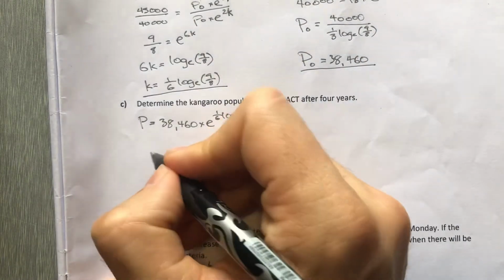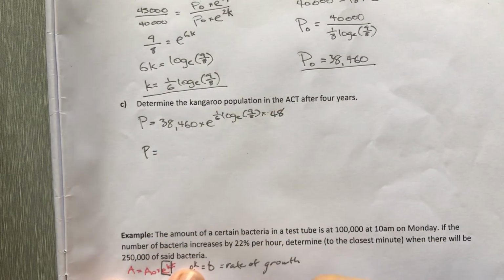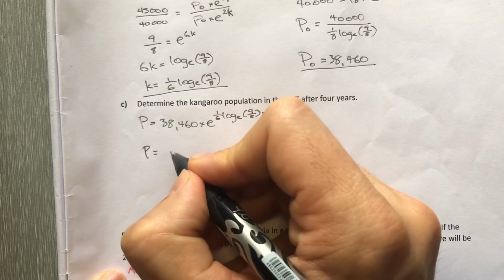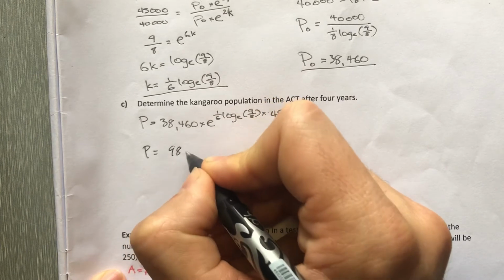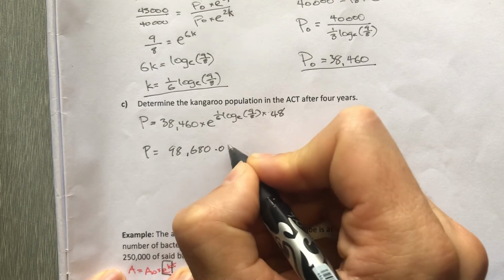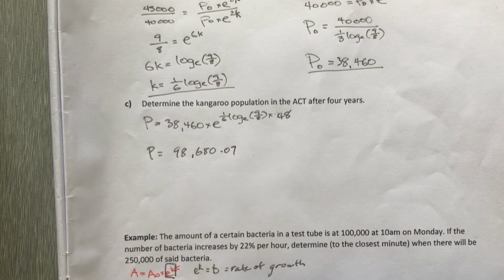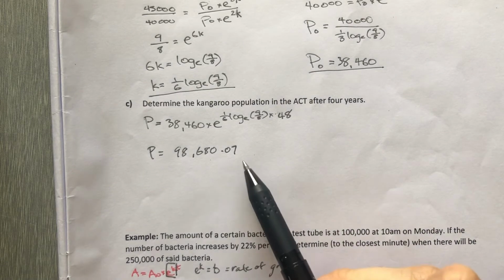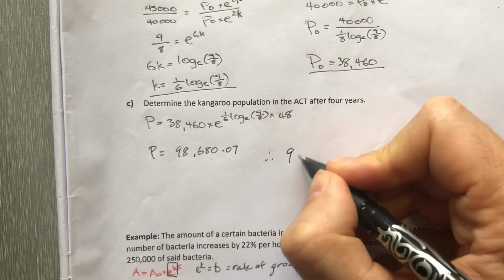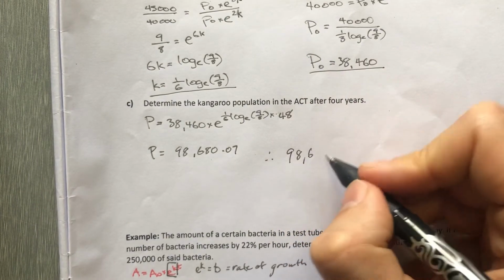There we go. Now if you put that into your calculator, what you should get is this. There we go, so 98,680.07, but again, you can't have 0.07 of a kangaroo, so therefore we're going to have 98,680.